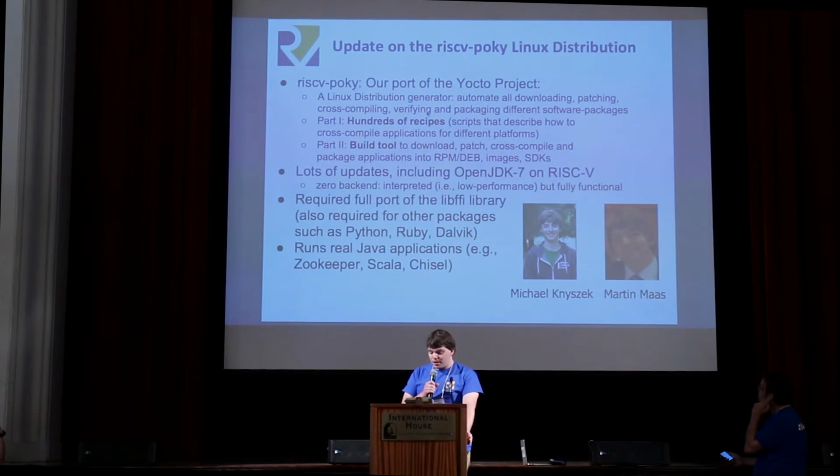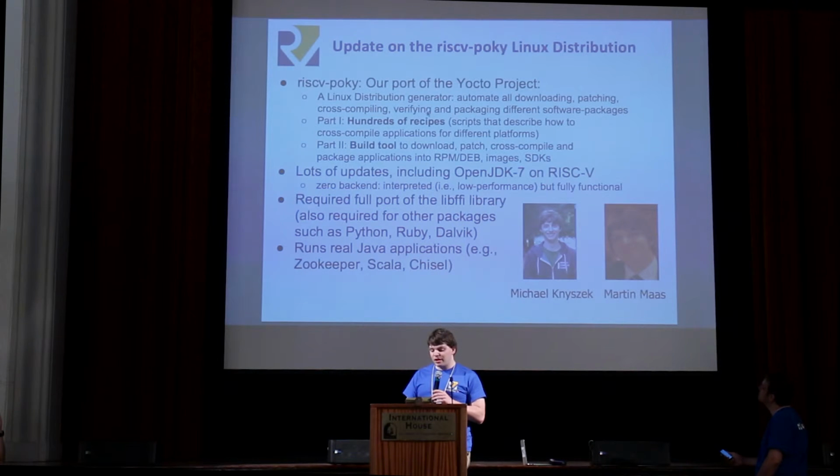But he brought up OpenJDK 7 on RISC-V using RISC-V Pokey. This version is based on the Zero backend, which is interpreted, so it's quite low performance, but it's fully functional. And there were quite a few roadblocks along the way. One of them was, for example, that you had to port the libffi library, which is responsible for foreign function calls between different language environments and actually requires quite a lot of low-level translating of code in RISC-V.